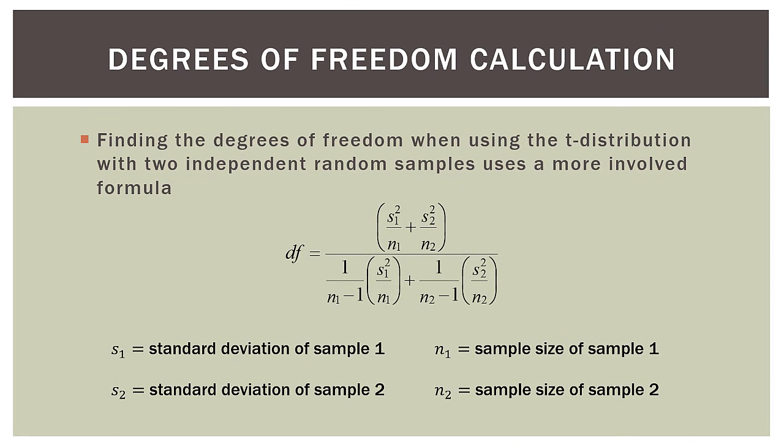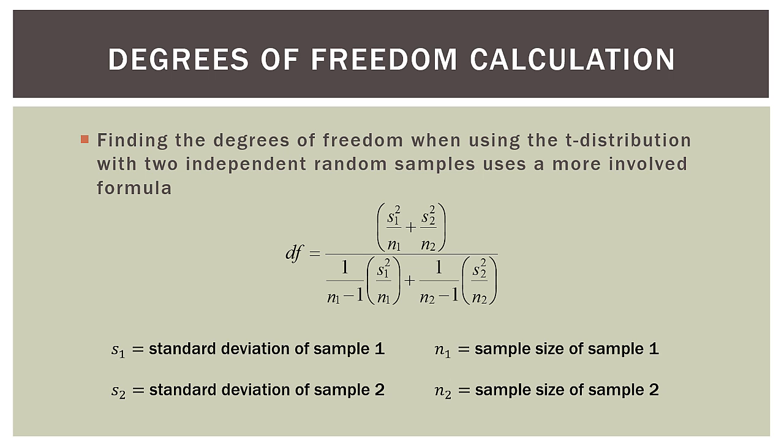Now what about this degrees of freedom calculation? Finding the degrees of freedom when using the t-distribution with two independent random samples uses a more involved formula. As you can see here, there are a lot of elements that go into this degrees of freedom. The good thing is it requires 4 pieces of information you already have.